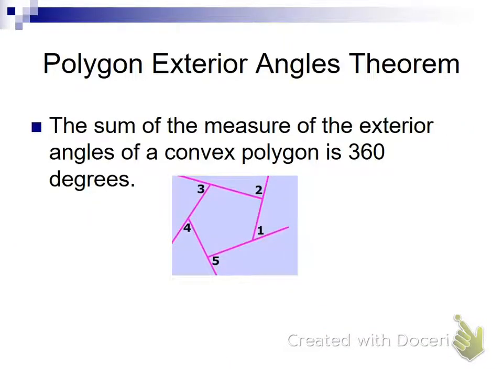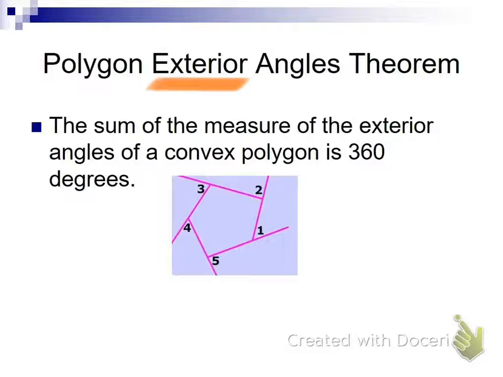All right, on the back we have our other big idea. First big idea had to do with the sum of the interior angles. This one has to do with the sum of the exterior angles. Let you write for a moment before we talk about it. All right, the sum of the measure of the exterior angles of a convex polygon is 360 degrees.